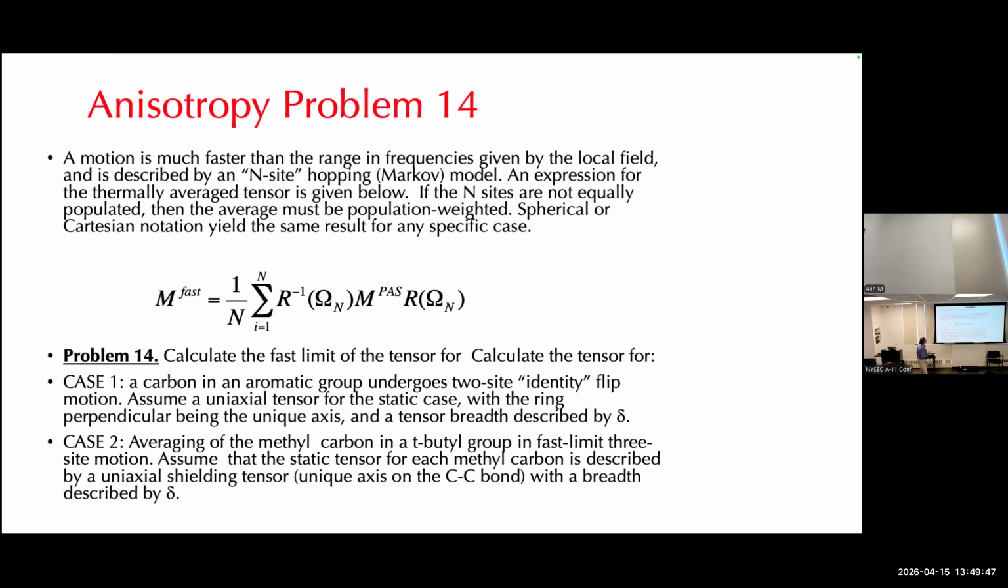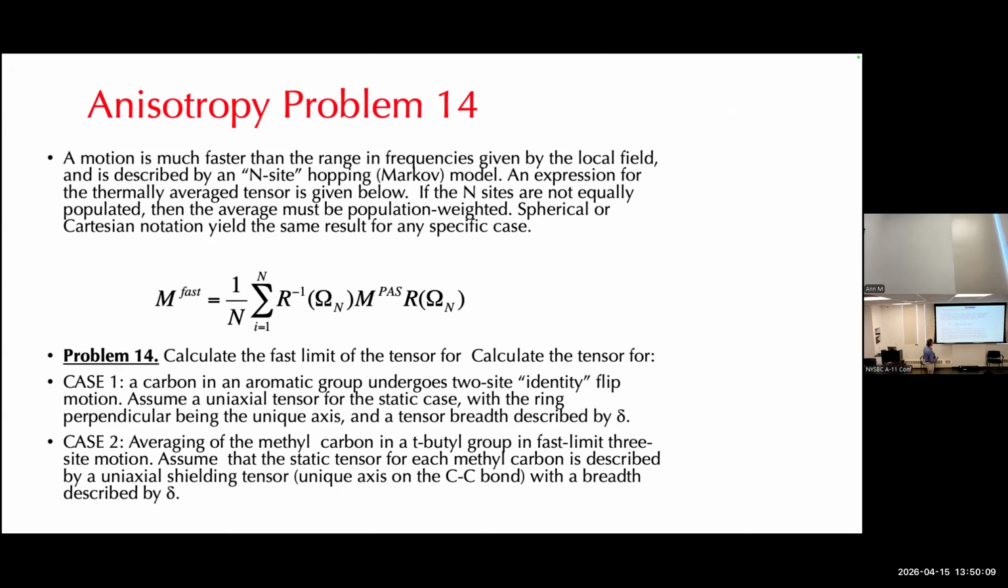So at one of the sites, you might have the rotation be nothing, but every other site, whether there's one other site or many other sites, every other site would have to have a rotation applied. And now you get a different tensor for each site, and now you just average those tensors.